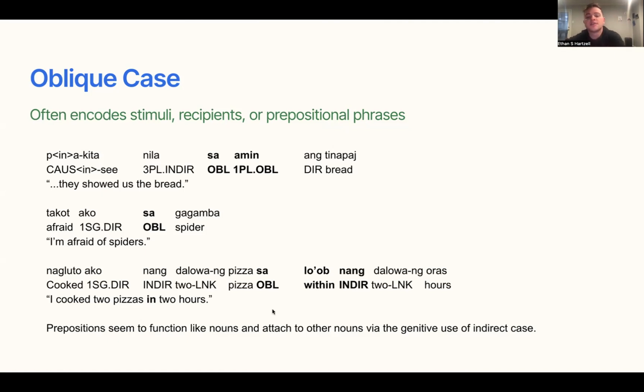And so you can also do these compound preposition things where you have a preposition marked with oblique case, and then the actual dependent of that preposition takes indirect case, which looks like the genitive construction. So I cooked 2 pizzas in 2 hours. Nagluto ako ng dalawang pizza sa loob ng 2 oras. So it's like in the inside of 2 hours.